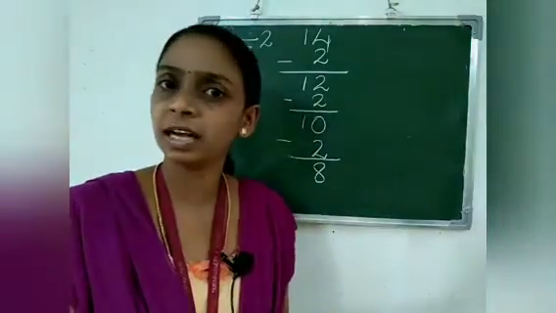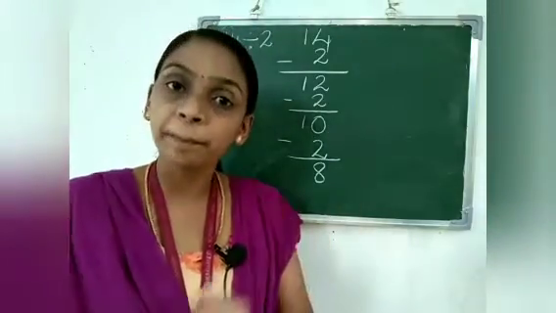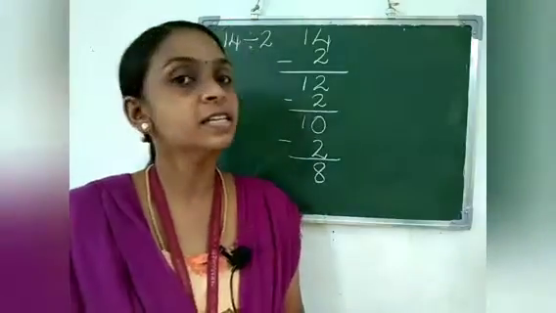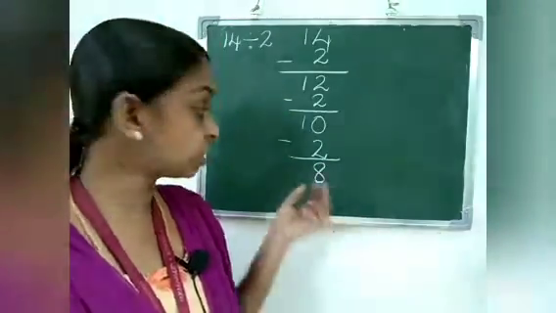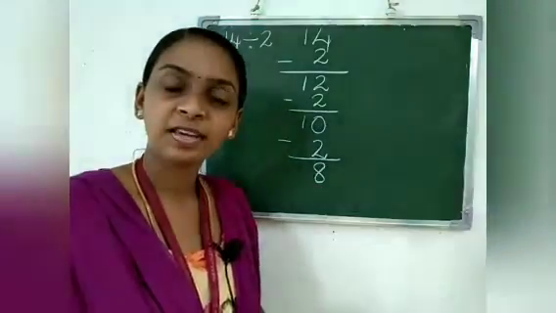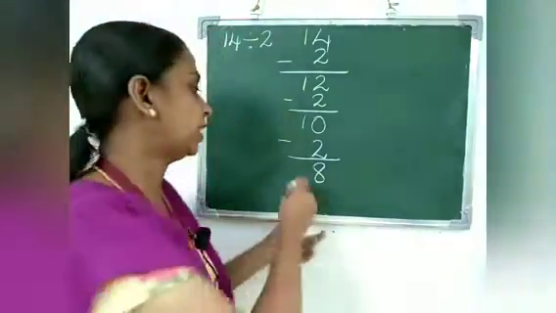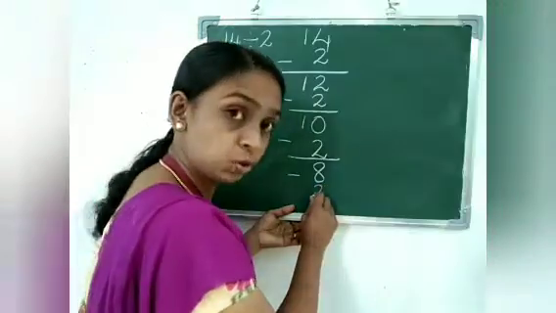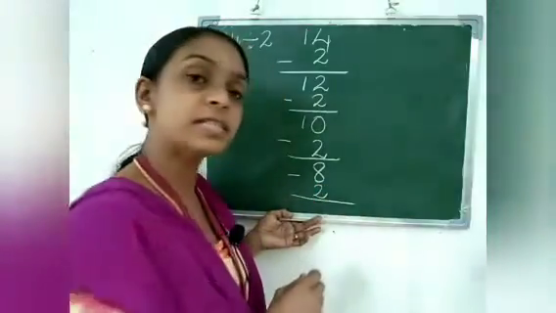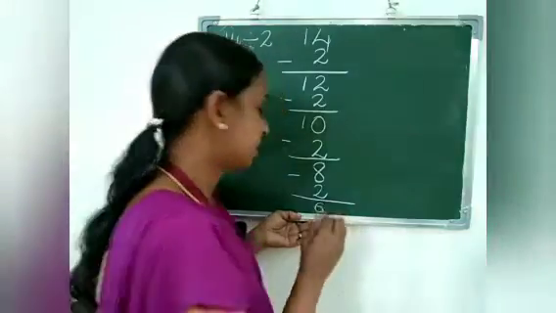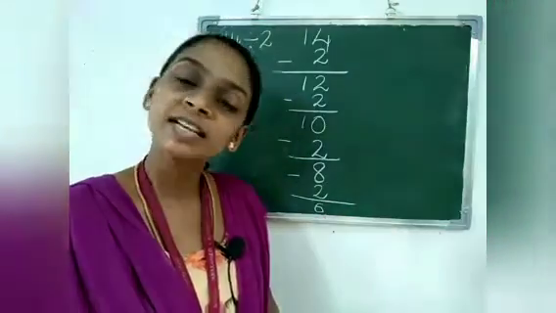No, we didn't get a 0. We have to repeat this subtraction method until we get 0. So what is the next step, what do we have to do? Yes, we have to subtract 8 by 2. 8 minus 2. What is 8 minus 2? Yes, 8 minus 2 is 6.